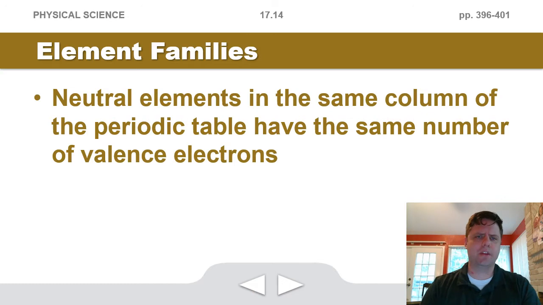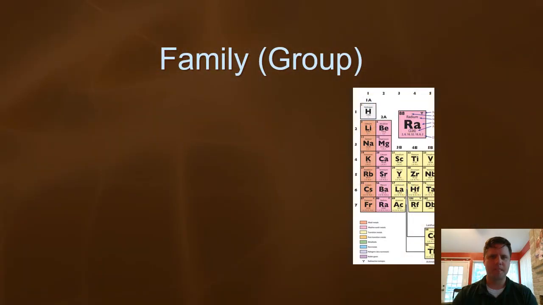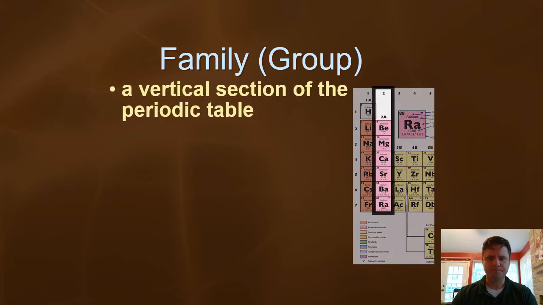So element families. Neutral elements in the same column of the periodic table have the same number of valence electrons. Each column is then called a family or a group. So this is what we mean by family or group. You pick a vertical line of the periodic table, and that is a family or a group. And a lot of times the family is known by either the number and letter above it. So in this case, this would be the 2A family, or sometimes it's known by the element that heads the family, in this case, the beryllium group. But either it's 2A group or the beryllium group.